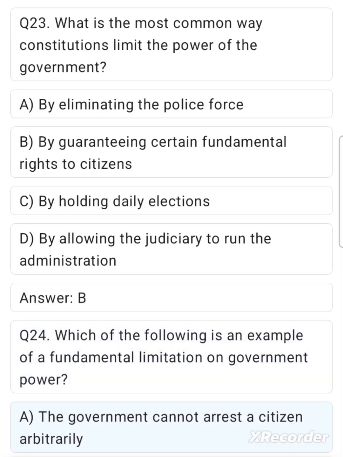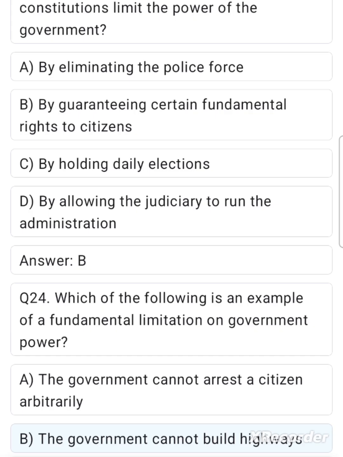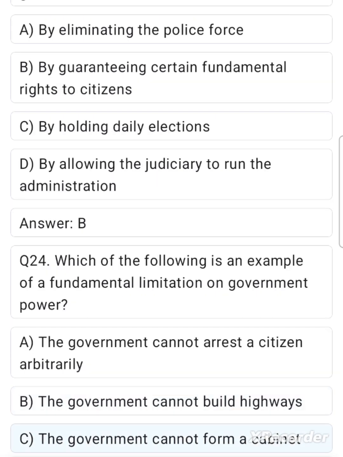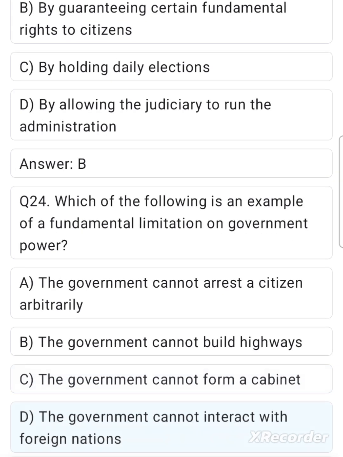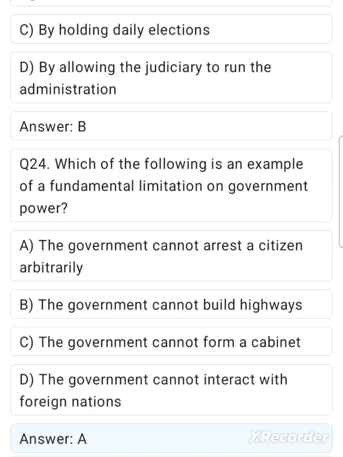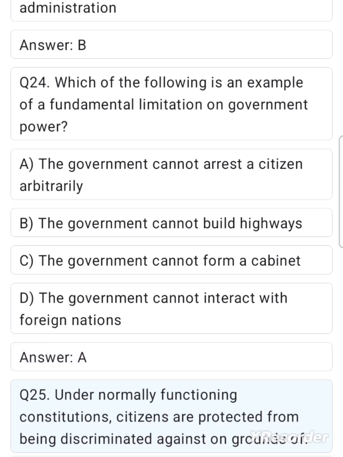Q24. Which of the following is an example of a fundamental limitation on government power? A. The government cannot arrest a citizen arbitrarily. B. The government cannot build highways. C. The government cannot form a cabinet. D. The government cannot interact with foreign nations. Answer. A.